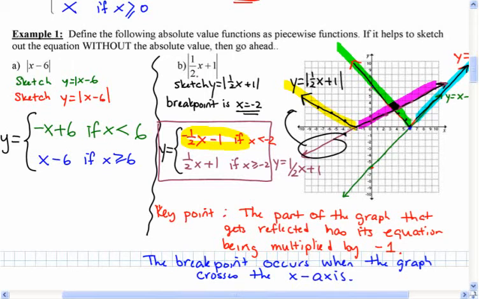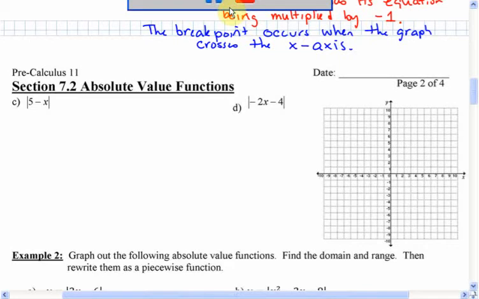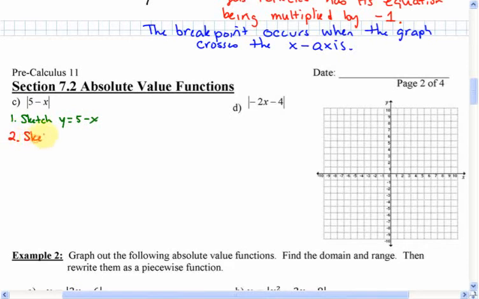Here, I've got two more absolute value functions where I want you to rewrite them as piecewise functions. Let's do C and D together. If I were to look at the graphs and sketch this out, I'm going to ask you first of all to please sketch out y equals 5 minus x, and then we're going to sketch out the absolute value. Once again, we're doing this step by step so you see the process.